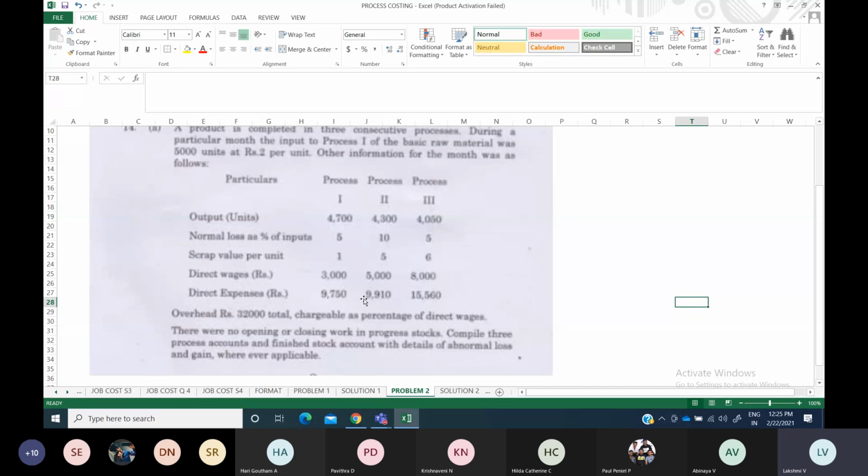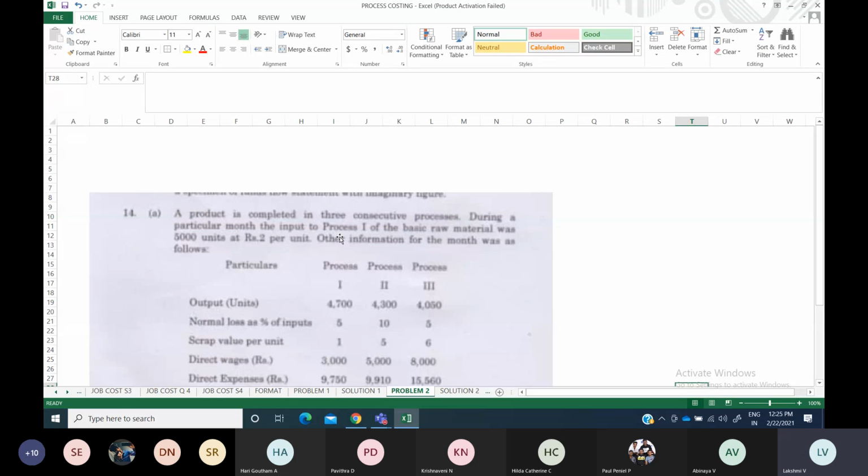During a particular month, the input to process 1 of the basic raw material was 5,000 units at rupees 2 per unit. So 5,000 units has been fed into the first process. The raw material fed into the first process is 5,000 units, and its rate is this one. You have to find out the amount.